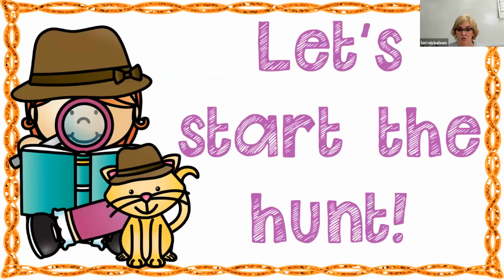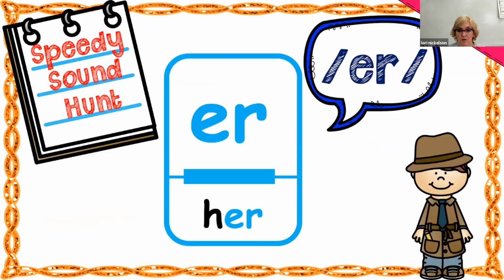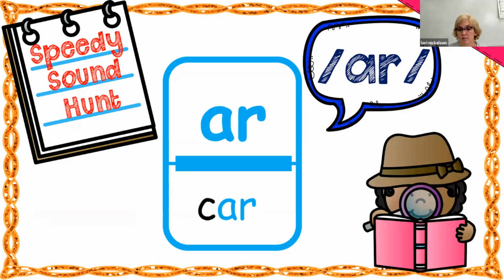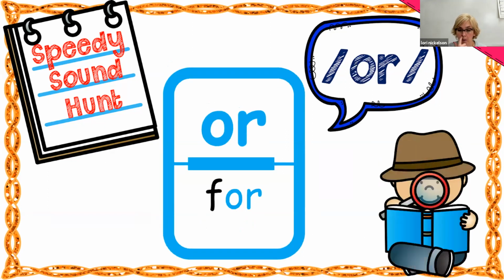Let's start. What sound is this? Repeat that. And it's spelled with an ER. And notice that power bar is kind of big. And you hear it with her. And that is AR as in car. And that power bar is long. We have or as in for. Notice that power bar. It's kind of long too, isn't it?